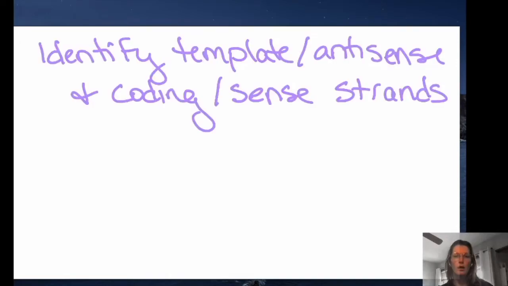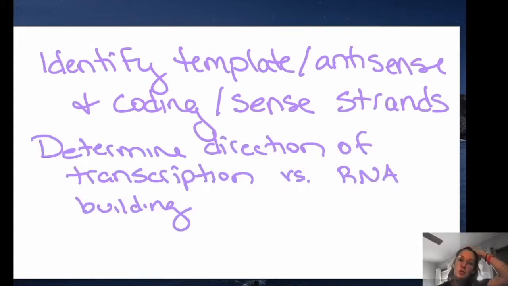Explaining, clarifying a bit more about what we just talked about in transcription, particularly strand directionality. Things you're going to need to be able to answer questions about: be able to identify the template, also called antisense strand, and the coding/sense strands from an image. Determine the direction of transcription versus how the RNA is being built.